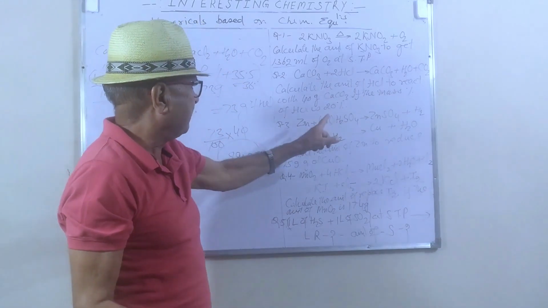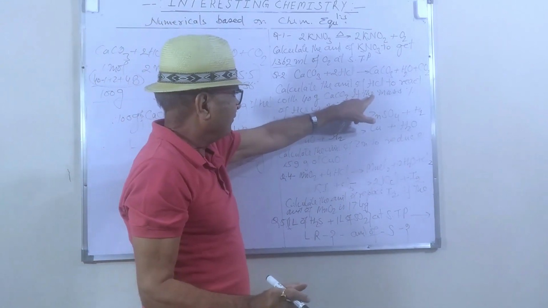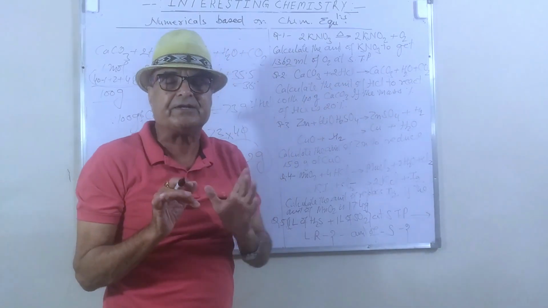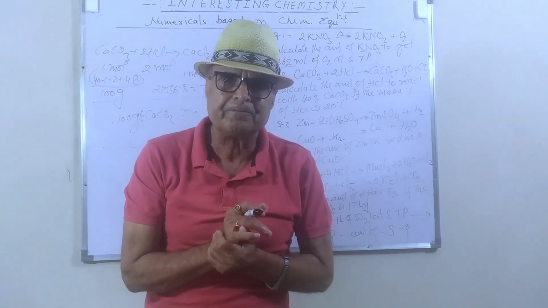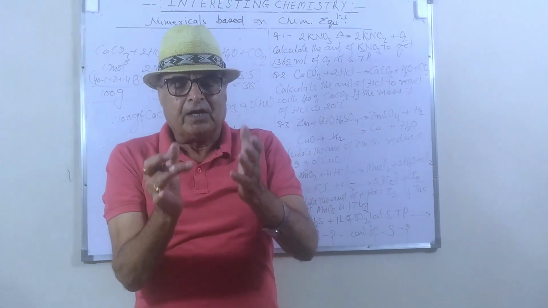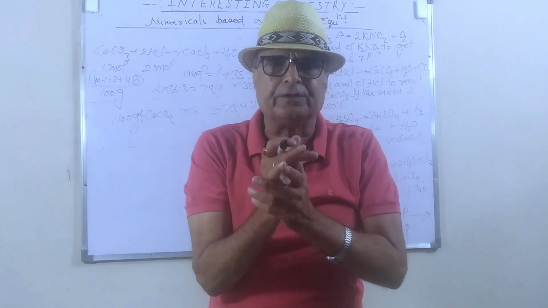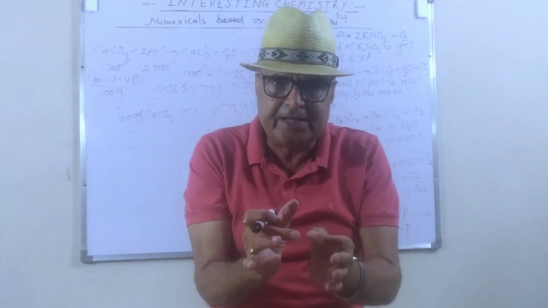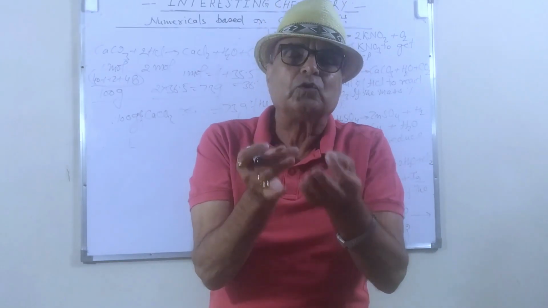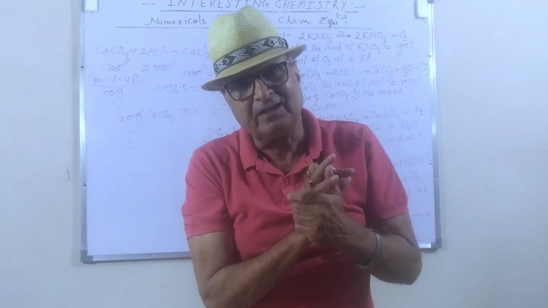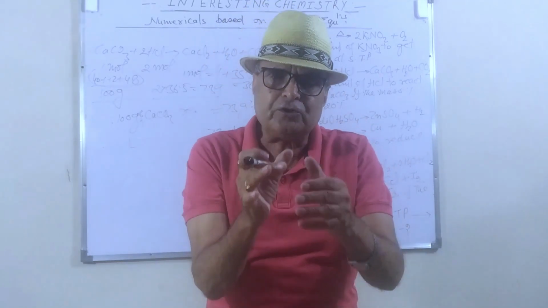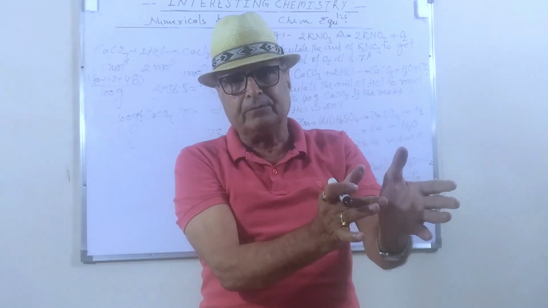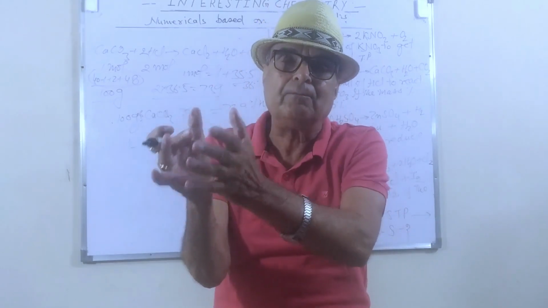Now come to the second part. If the mass percentage of HCl is 20%, what do you mean by it? It means the 100-gram solution of HCl contains only 20 gram of HCl. It means the composition of the HCl solution is 20 gram HCl and 80 gram water.